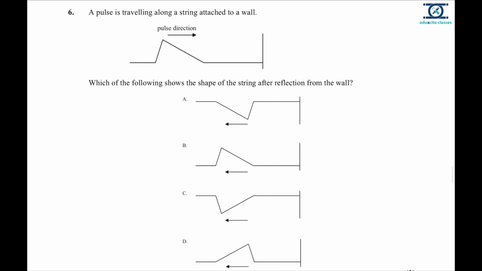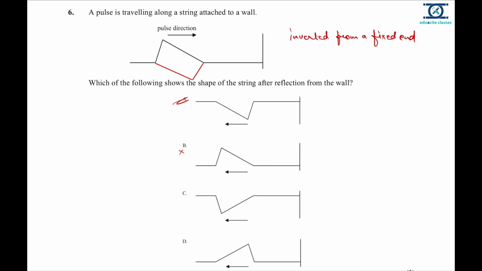Now question number 6. In this type of question, a pulse is traveling along a string attached to a wall. We see that this is a wall, so it is a fixed end. When a wave is directed towards a fixed end, it gets inverted. So it will be somewhat like this shape after reflection from the fixed end, which is clearly shown by option A. So it always gets inverted from a fixed end. This is the answer. The rest are all incorrect.